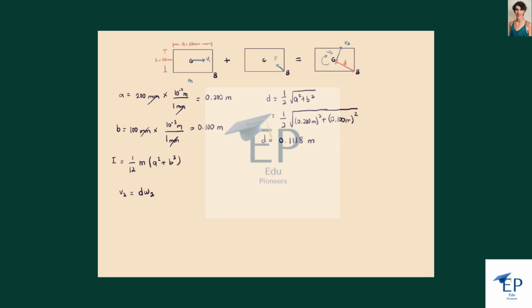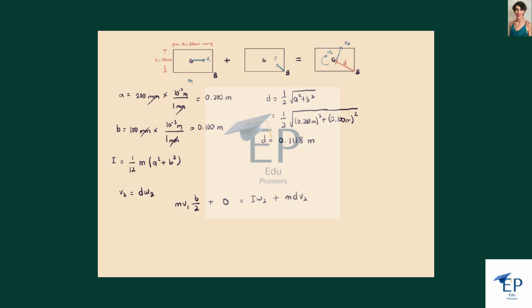Applying the principle of impulse and momentum and taking the moments about point B, with the clockwise direction taken as the positive direction, we have m times v1 times b over 2, because the center G is at a distance of b over 2 away from point B, plus 0 equals I omega 2 plus m d times v2, or m v2 times d.